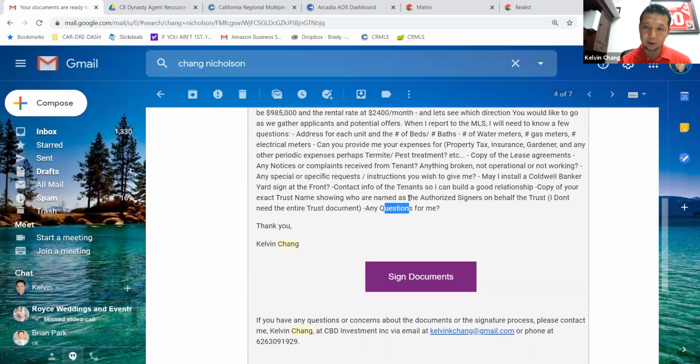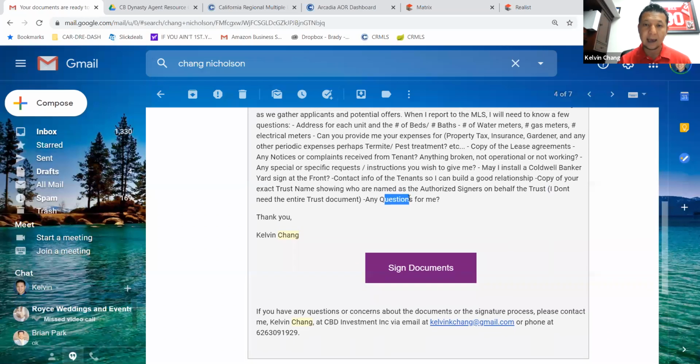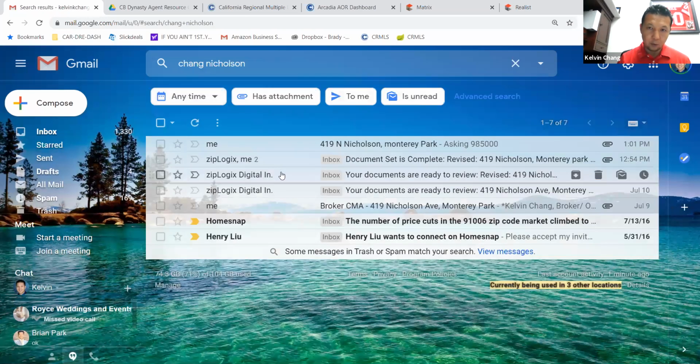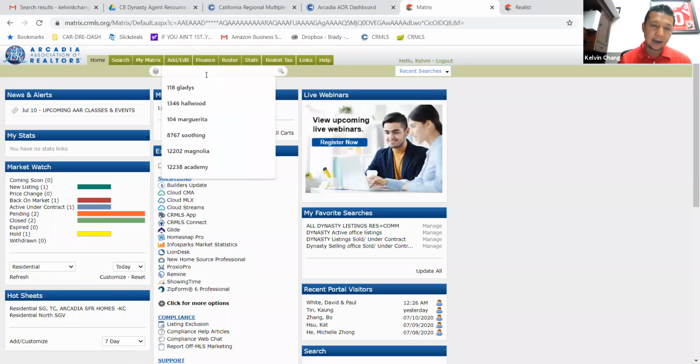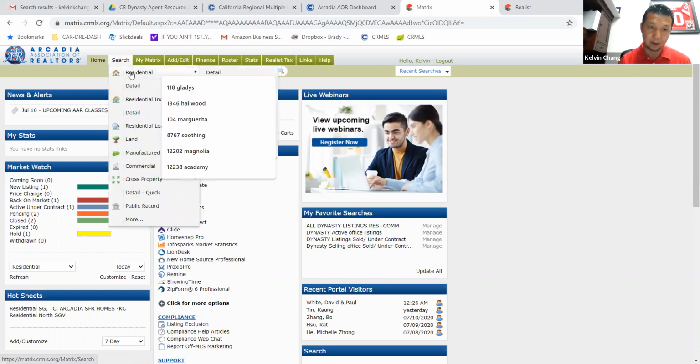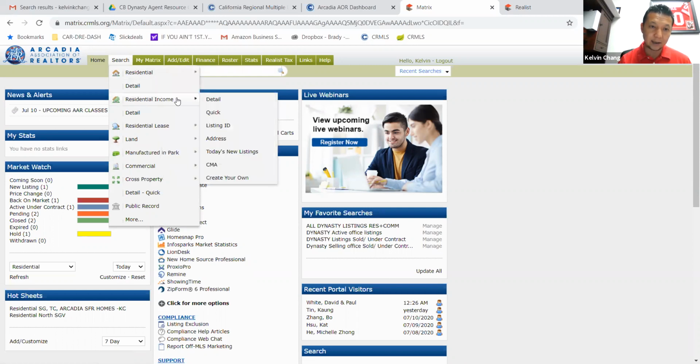Okay, so those are some of the questions that I asked them. And that was to help me understand the situation and I can do a better analysis of the property. The first thing I do when I take this listing is I analyze and I give them a price. So prior to those questions, I had to do an analysis of the property. So what I do is I go to the MLS and I search residential income detail.